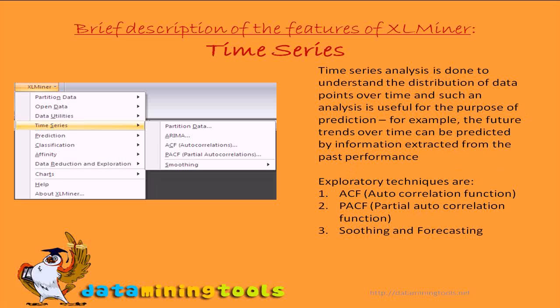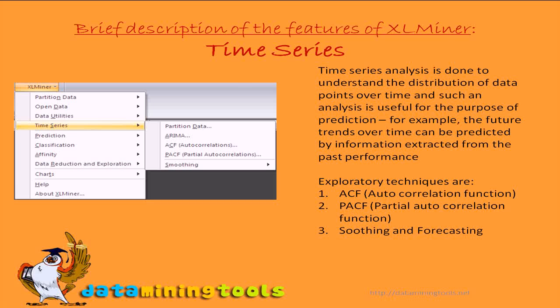Another tool, time series, is used to do time series analysis and understand the distribution of data points over time, and such an analysis is useful for the purpose of prediction. For example, future trends over time can be predicted by information extracted from past performance. There are two exploratory techniques used to create time series analysis. First one is the autocorrelation function. Second is the partial autocorrelation function.